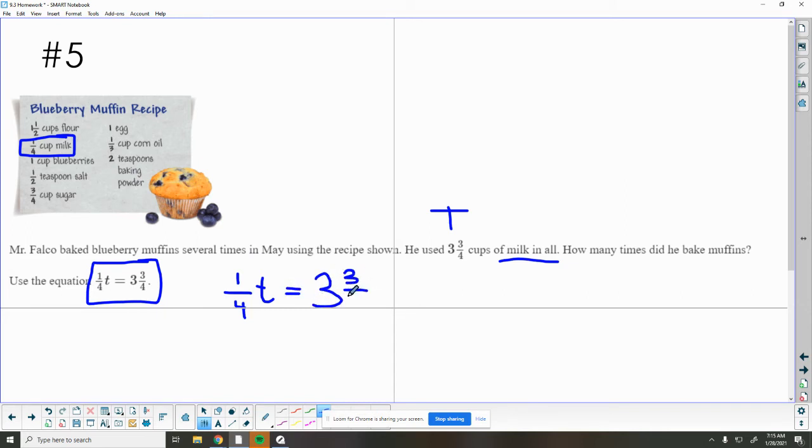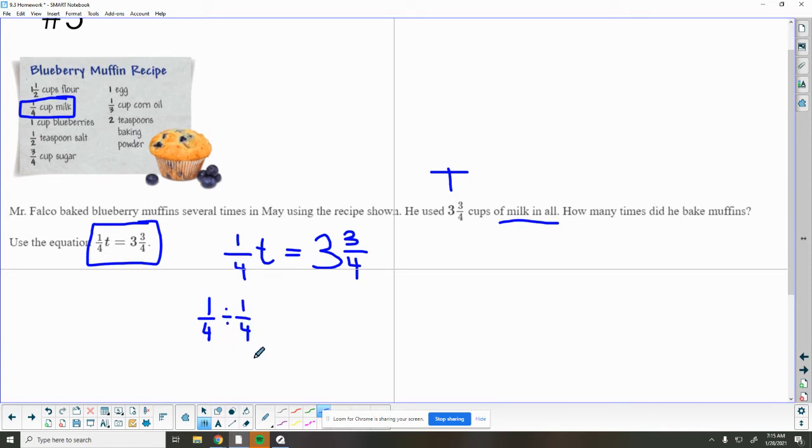We want to do the opposite here, and that is to divide by 1/4. So here I'm dividing 1/4 by 1/4. But we need to do the opposite, the reciprocal here. We want to do copy, dot, flop. So when we divide, we want to take it and multiply by the opposite. 4 times 1 is 4, and 4 times 1 is 4. So this cancels out to 1. So here we have 1t.